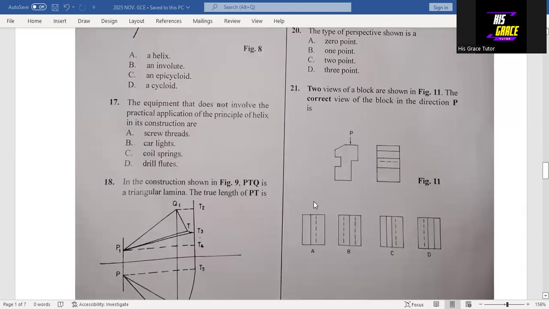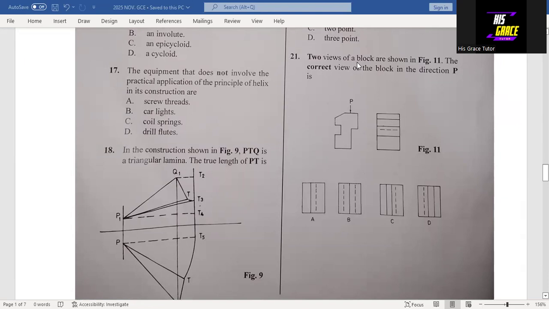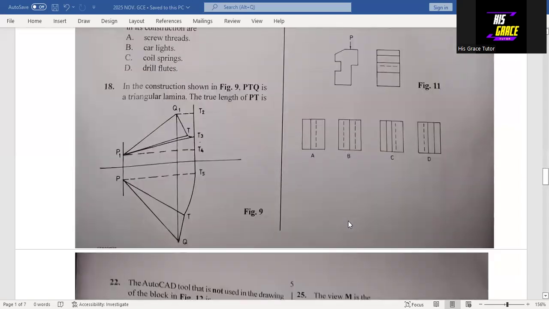Then move to question 21 that says two views of a block are shown in figure 11. The correct view of the block in the direction P is, so we are looking at it down. That means we want to draw the plan. Looking at option B, at this point we are going to see a line, and at this point there'll be a hidden line. And at this point here, we are going to see a line, and at this point we are going to have a hidden line. And at this point here, we are going to see a line. So option B is the answer to question 21.